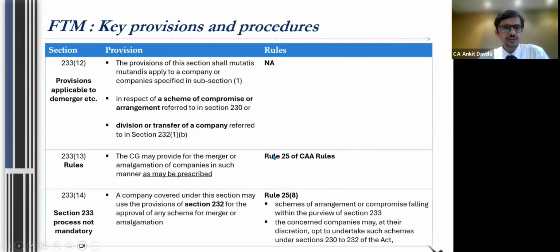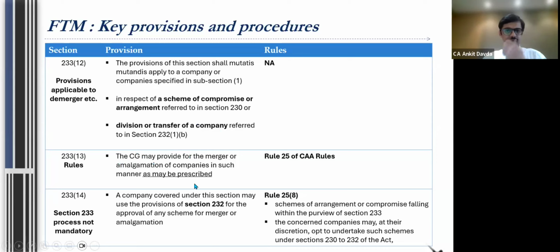Then 233(12) is again, as we already discussed initially, that while the heading of the section is mergers and amalgamation, Section 233(12) specifically provides that the provisions of this section shall mutatis mutandis apply to a company or companies specified in subsection 1 in respect of any type of compromise or arrangement referred to in Section 230. So Section 230 is very wide in coverage. Any sort of compromise and arrangement between eligible companies can be done under 233 by virtue of 233(12). Similarly, division or transfer of a company, meaning demerger, as is commonly known, under 232(1)(b), can be done under this section.